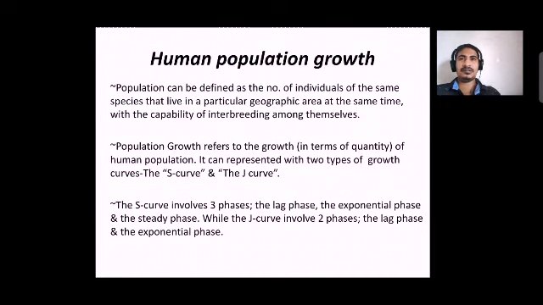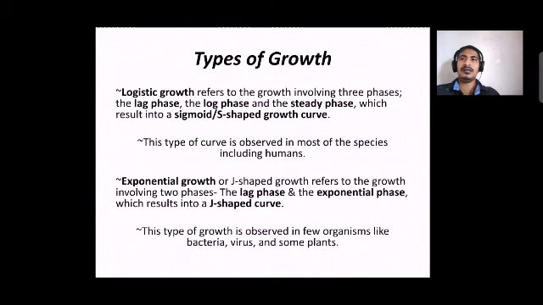It can be represented with two types of growth curves, that is the S curve and the J curve. The S curve involves three phases, that is the lag phase, exponential phase, and the steady phase, while the J curve involves two phases, that is the lag phase and the exponential phase only. The types of growth shown by the human population are logistic growth and exponential growth.